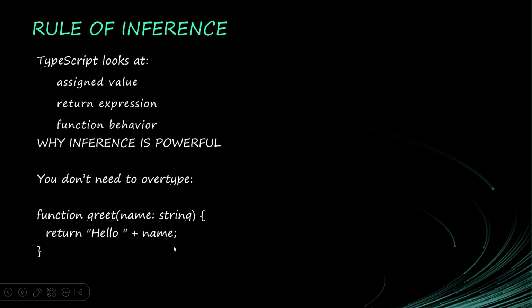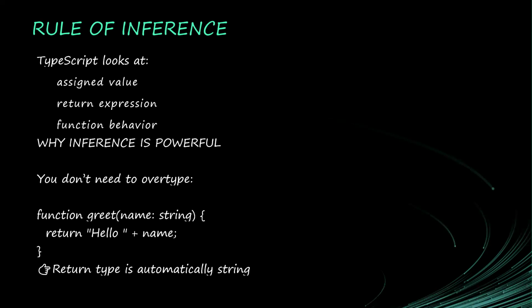So in this case now, the return type here is a string because we are doing some concat. First of all, the assigned value, the return expression in this case now is returning a string, and in this case we are doing concatenation. So that is why it will infer that it's a string data type that it will return. Okay.